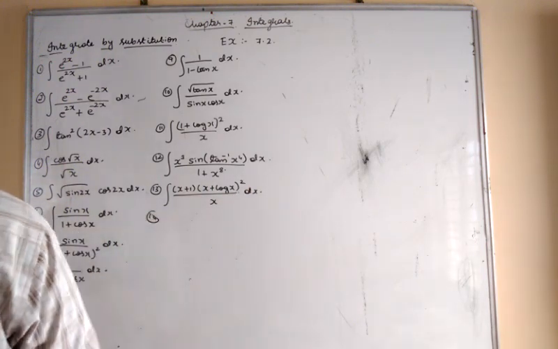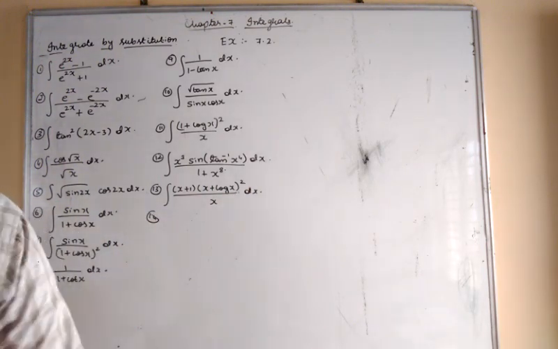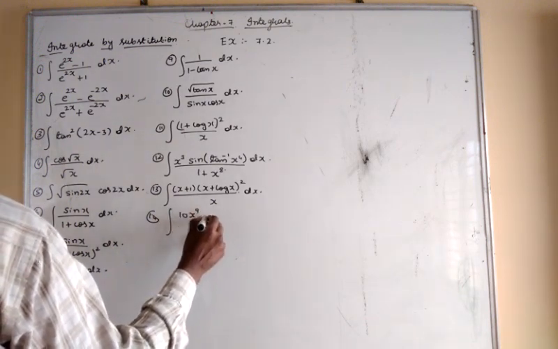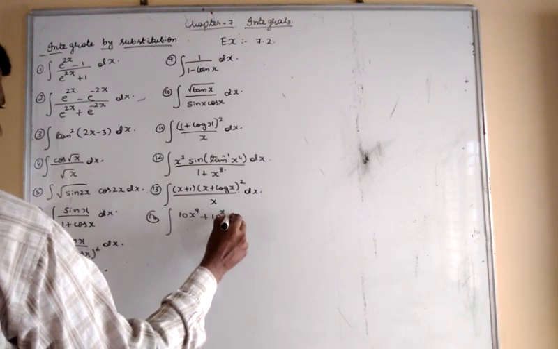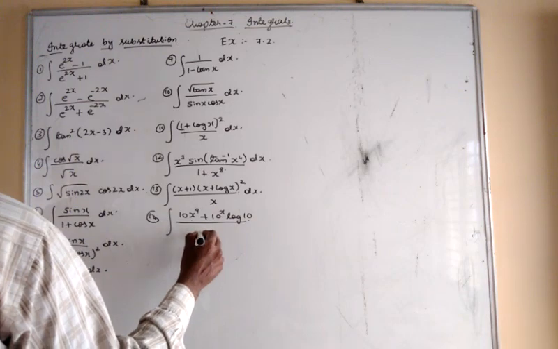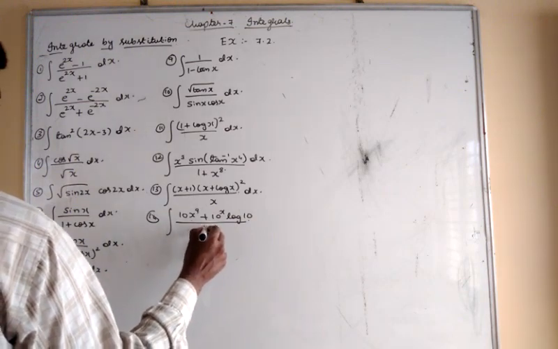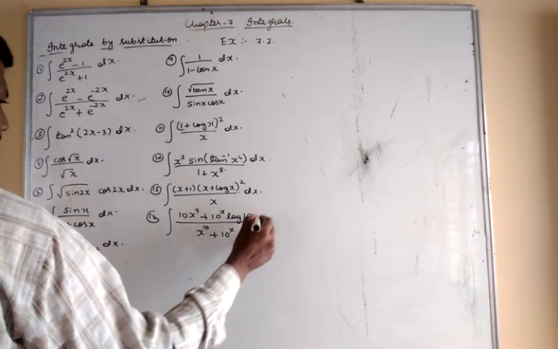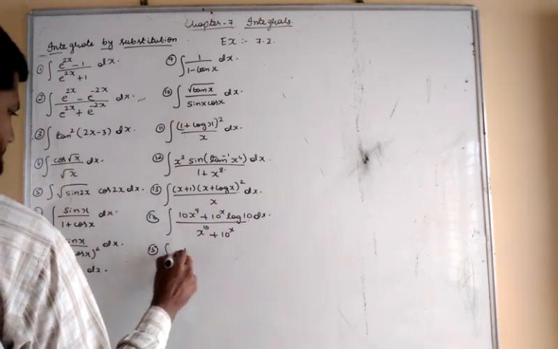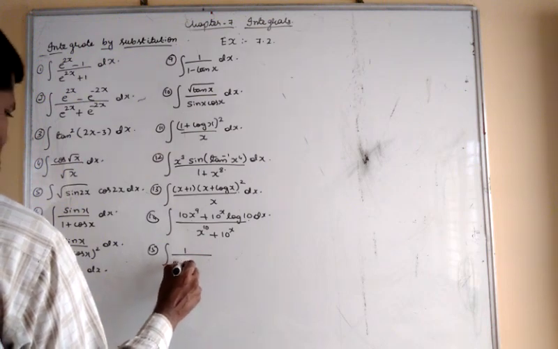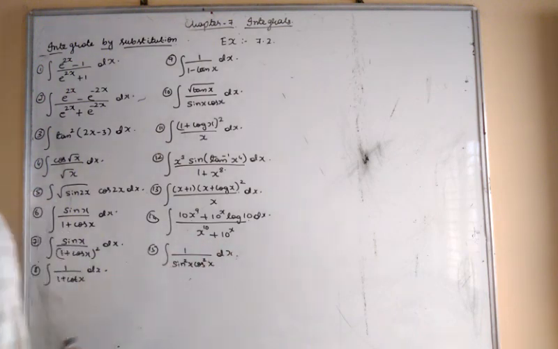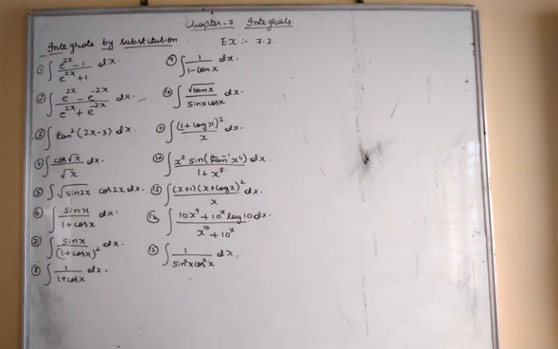Again, 14th one, integration of (10 into x to the power of 9 plus 10 to the power of x log 10) by (x to the power of 10 plus 10 to the power of x) dx. The next one, integration of 1 by sin square x cos square x dx. These are the 15 questions as an assignment.